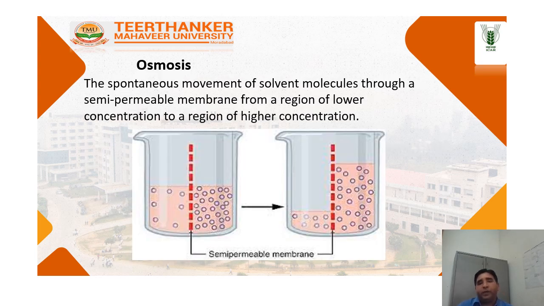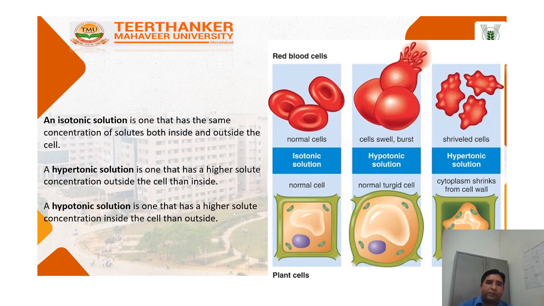The second process is osmosis. Osmosis is different from diffusion. In osmosis, the movement of solute molecules is not possible because of the presence of a semi-permeable membrane. Here, only the movement of solvent is possible, and the spontaneous movement of solvent molecules through a semi-permeable membrane from a region of lower concentration to a region of higher concentration is known as osmosis. It is a very important process, and there are many factors that are responsible for it.